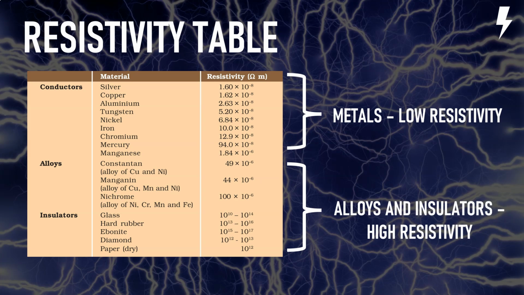So we can see here that the exponent value for conductors is in the negatives, and that is also true for the alloys. But for the glass, hard rubber, ebonite, all of these insulators have an exponent value with positive numbers, 10 to the power of 10, 10 to the power of 13. So this indicates that the metals or conductors have a low resistivity, and the alloys and insulators have a higher resistivity, which means that alloys and insulators are bad conductors and good insulators, and conductors are good at conducting electricity, and their resistance is also low.